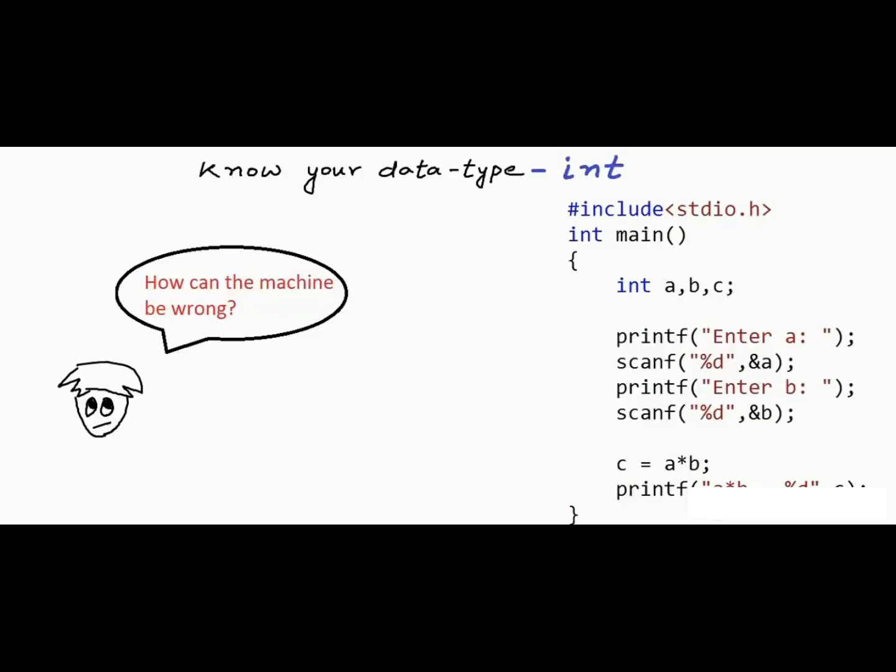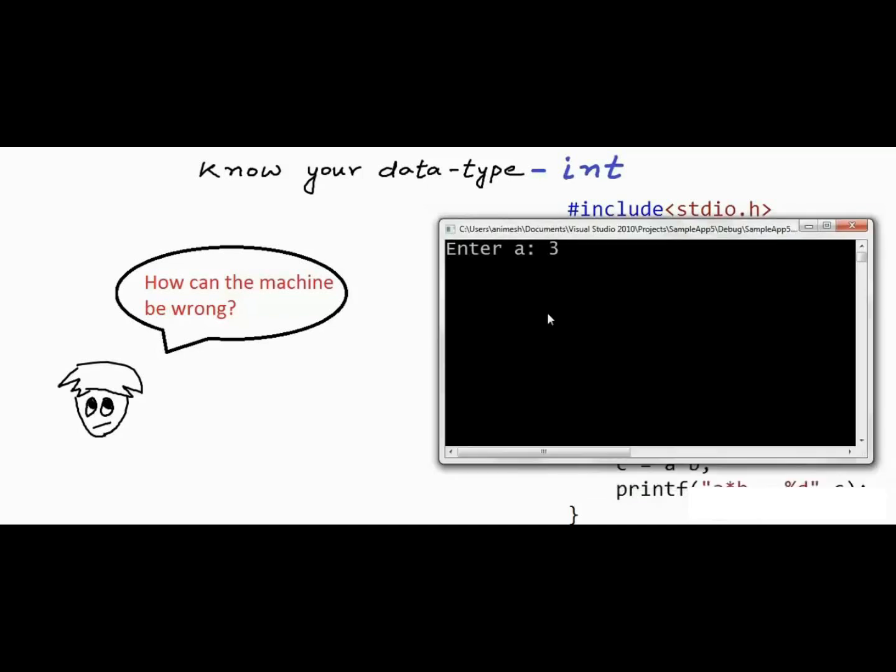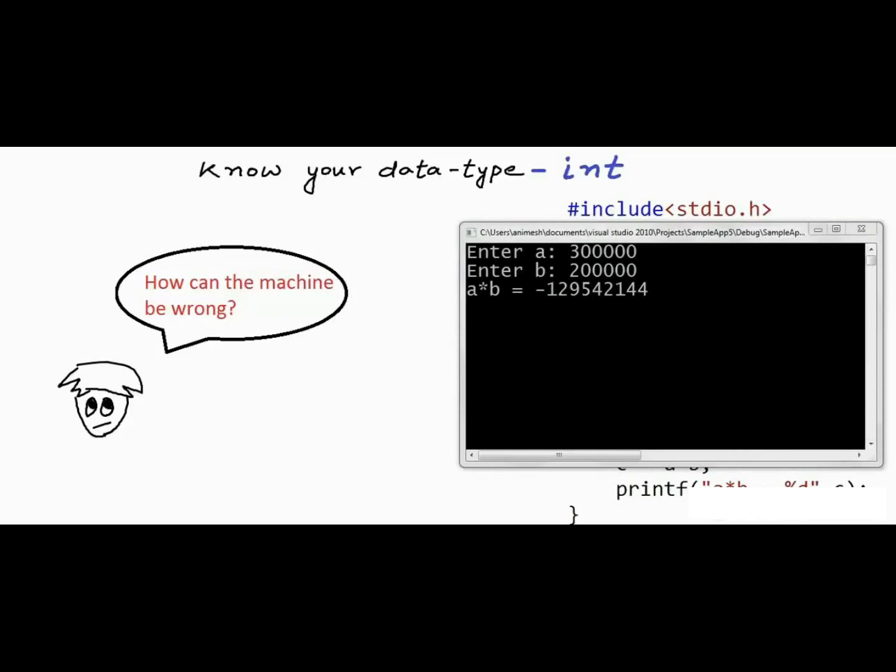There's not much in the code. Code looks alright. In fact, the code is working when Albert is passing smaller values for a and b. It's only when he's passing high values for a and b that he's getting incorrect output. As you can see, once again, for a equal to 300,000 and b equal to 200,000, we have got a negative value for the product. Albert is unable to understand why this is happening. Can you make a guess as to why this is happening?